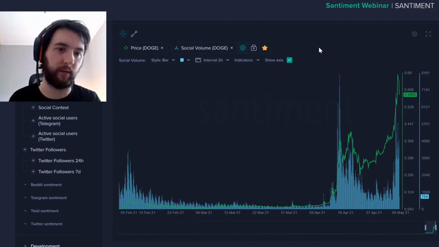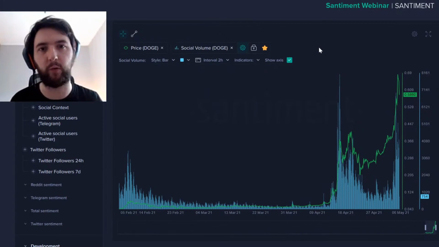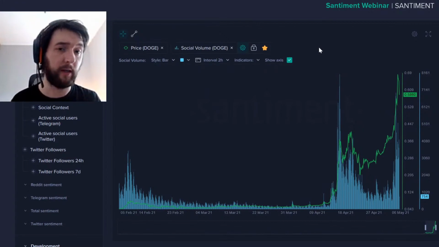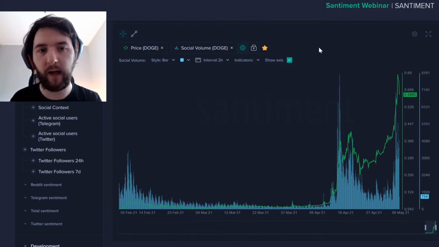So as a result of these types of relationships between the coin's price and the coin's social volume, usually you want to use social volume as a top indicator. It's not really a metric that you can very often use as a bottom indicator. Now I will show you 2 ways that you can potentially use it in that way.